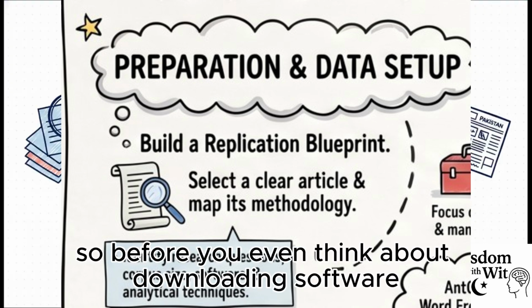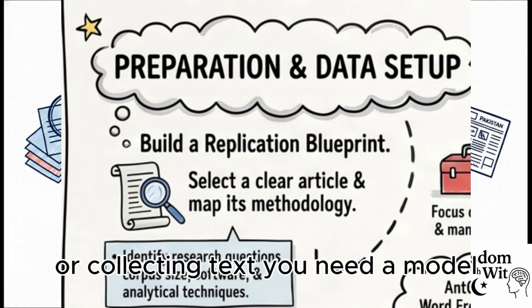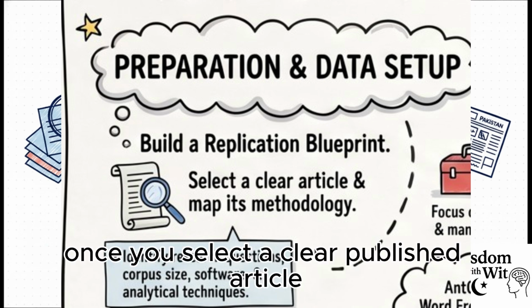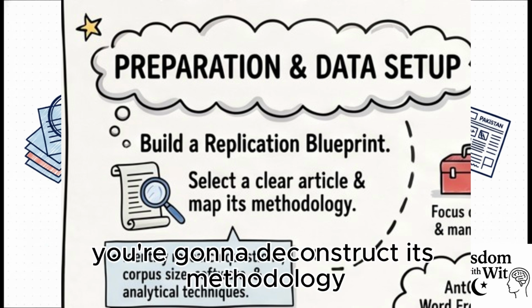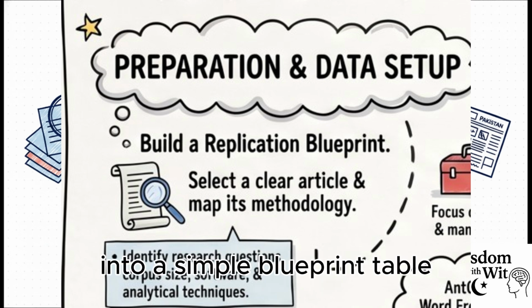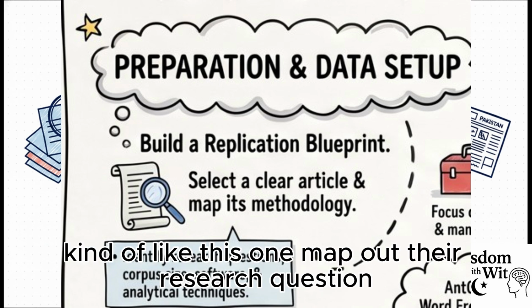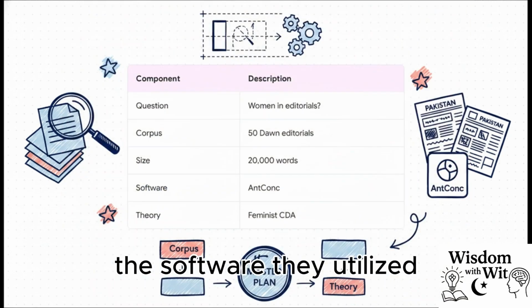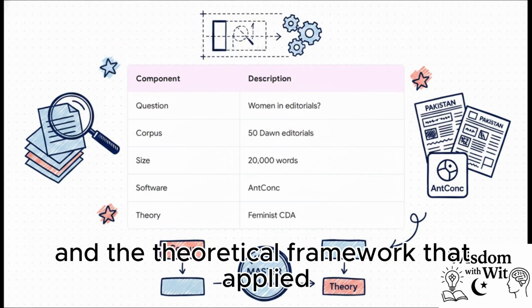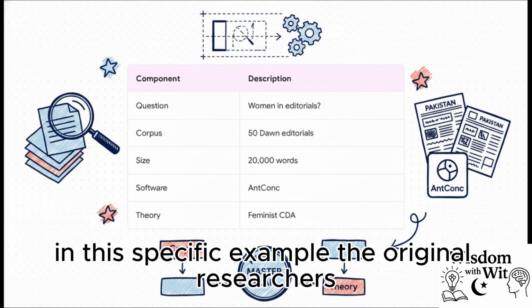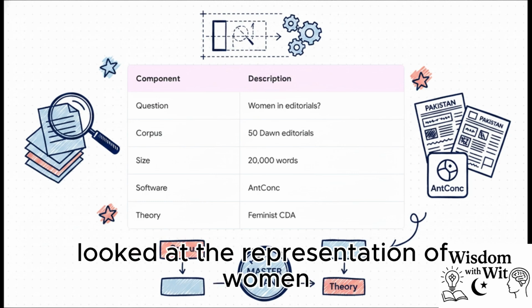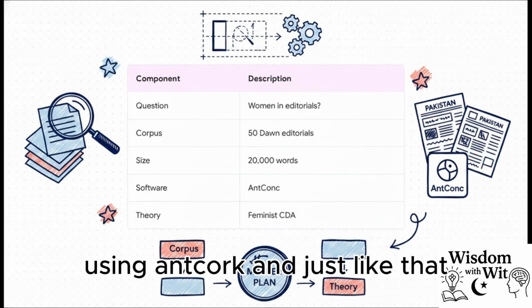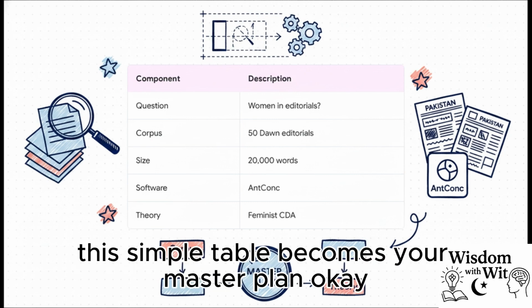So, before you even think about downloading software or collecting text, you need a model. Once you select a clear, published article, you're going to deconstruct its methodology into a simple blueprint table, kind of like this one. Map out their research question, the exact size of their corpus, the software they utilized, and the theoretical framework that applied. In this specific example, the original researchers looked at the representation of women in Pakistani newspaper editorials using AntConc. And just like that, this simple table becomes your master plan.